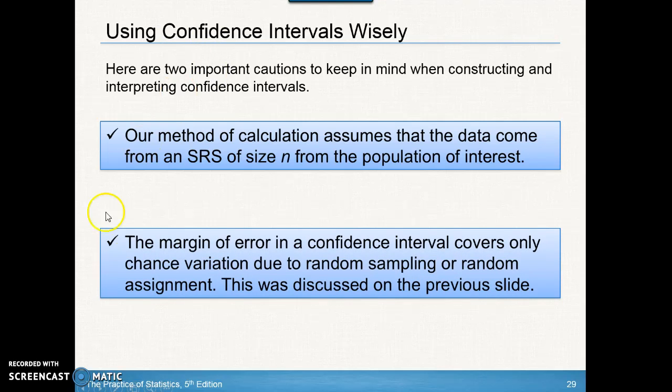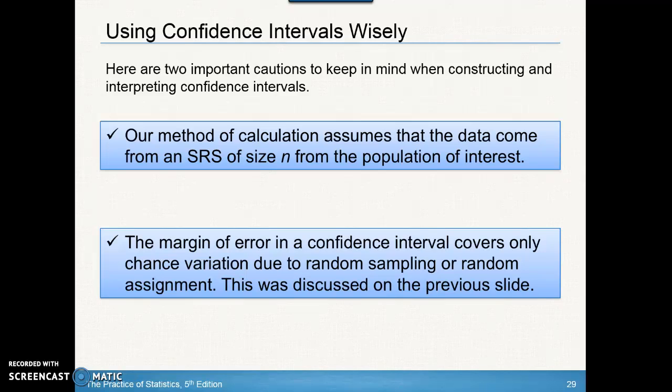And the second thing is to make sure that you understand the margin of error in a confidence interval covers only chance variation due to random sampling or random assignment. When I say it covers chance due to random sampling, that's just like when you take different random samples, you're going to get different point estimates, which are different x bars or different p-hats. That's chance variation. That's going to vary from sample to sample.